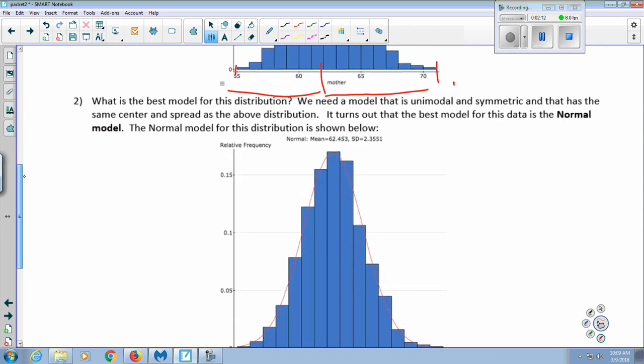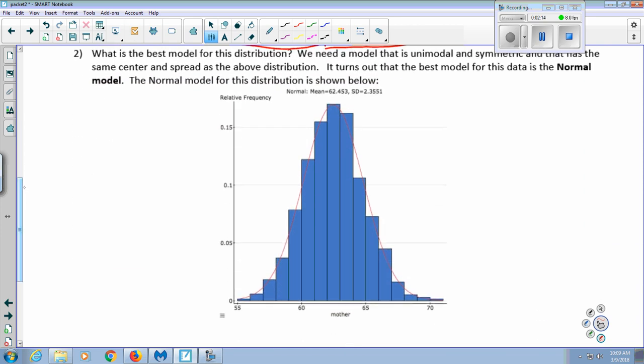Now we can look a little bit more closely. So what's the best model for a distribution that looks like this? As I said, this is a very common distribution shape to see. So we're going to need a model that's unimodal, symmetric, and that has the same center and spread. It turns out that our normal model, which we're going to be using pretty much for the rest of the semester, fits this data pretty well.